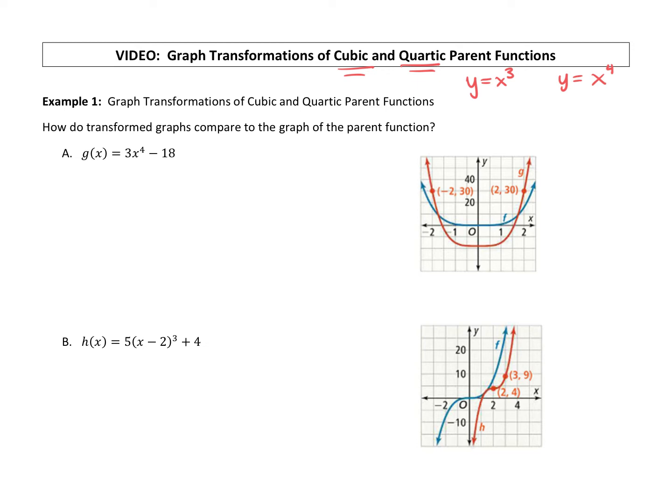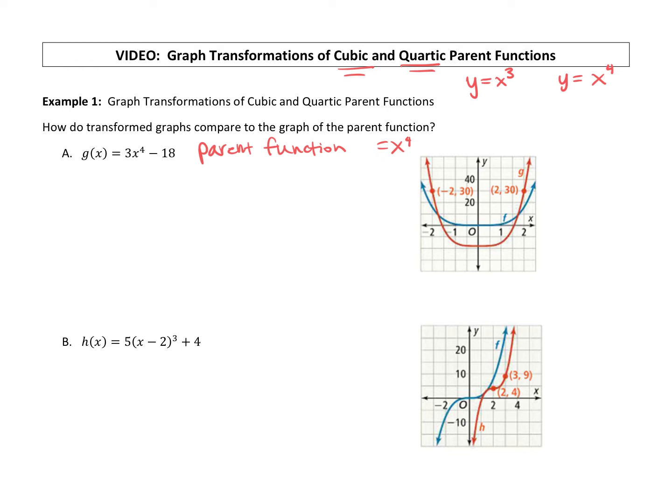So part A, we have a transformed graph, g of x equals 3x to the fourth minus 18. So let's just make sure we are identifying, I can see an x to the fourth in there. So the parent function is y equals x to the fourth. And we want to identify what changes we made to that parent function. If we look at the graph, g of x is the transformed one. I probably should have written f of x right there. F of x is the parent function.